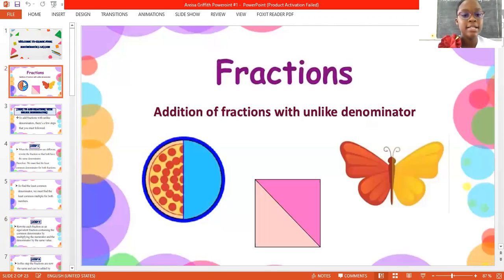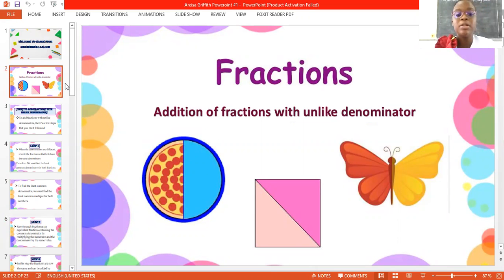Today, we'll be looking at addition of fractions with unlike denominators. But before we go into today's lesson, who can remember what we did in our last lesson? Yes, we did adding fractions with like denominators. And what do you remember about adding fractions with like denominators? We had to follow a few steps. So let's list those steps. Step 1, what did we do? Rewrite our denominator. Step 2, add the numerators. And step 3, reduce our answer to its lowest term.